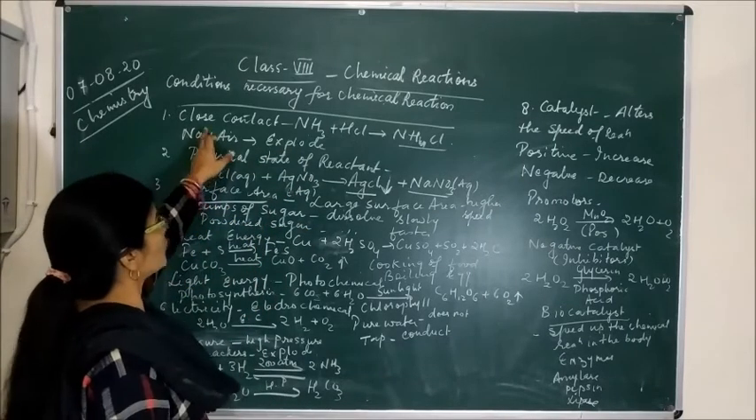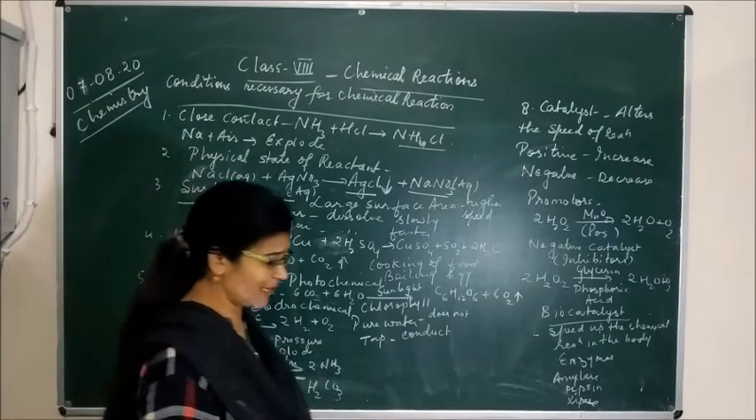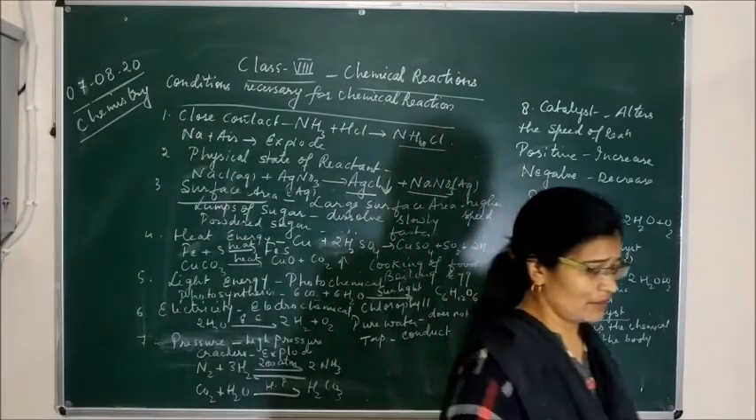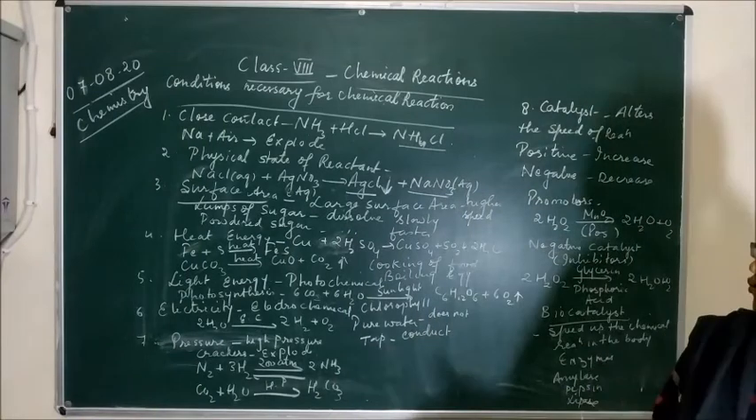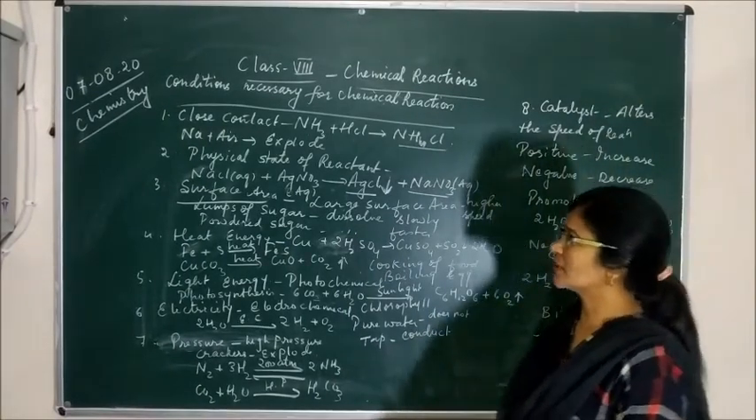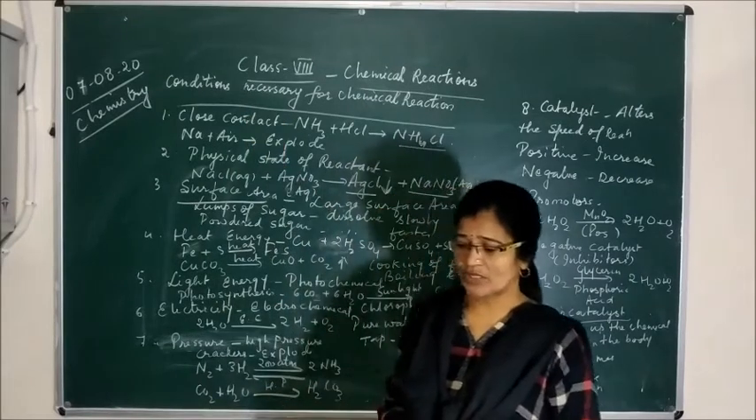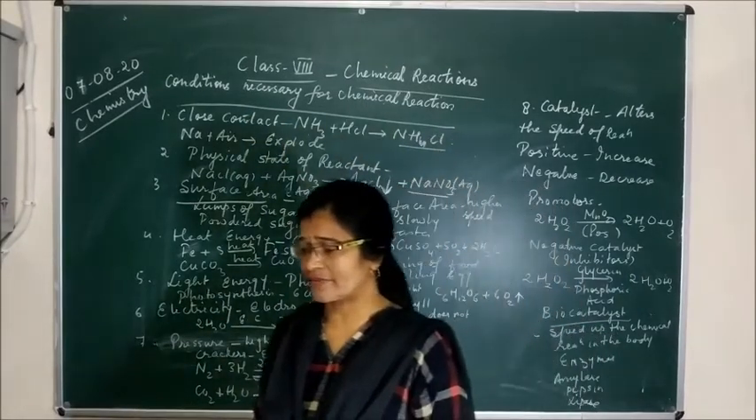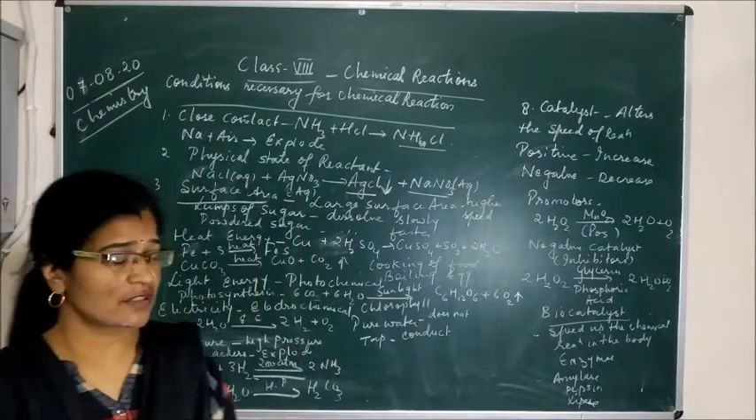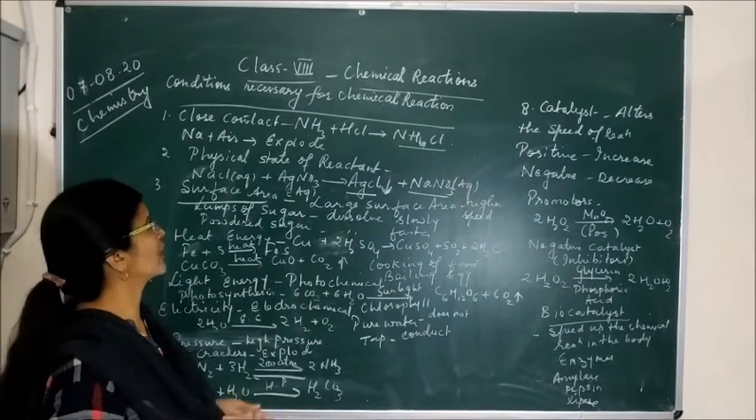First condition is the close contact. Close contact means which substances come in close contact with each other, and that is the reactant. So the reactants combine together, or they come in close contact with each other, to form the product. This is the first condition of the chemical reaction.